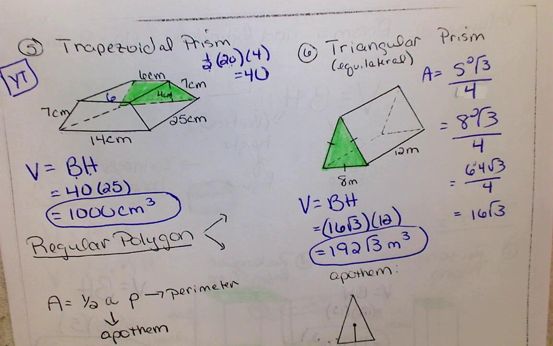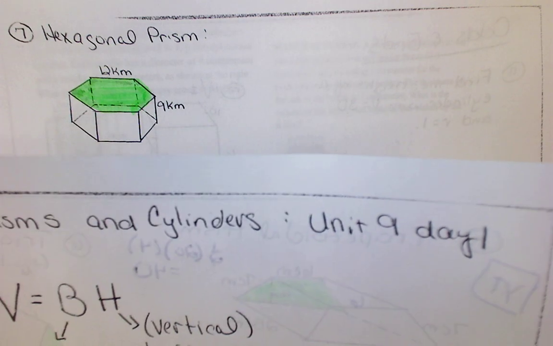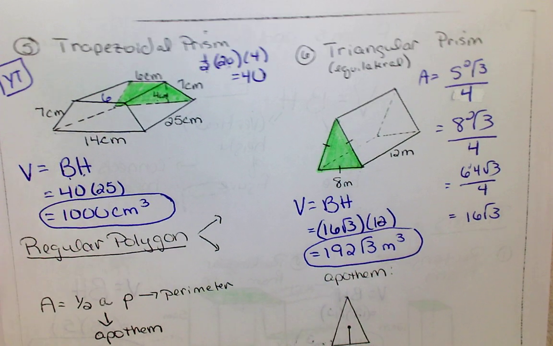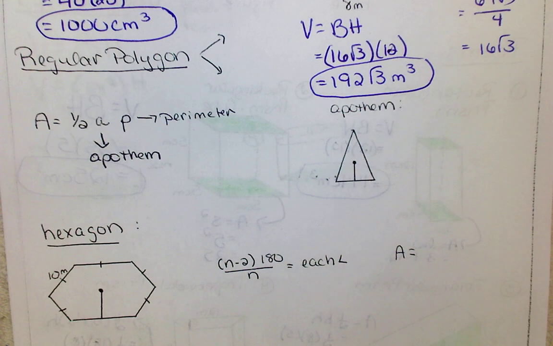All right, so far we've looked at a triangular prism, a trapezoidal prism, a rectangular prism, and a cube. Well, before we can look at our next 2 types of prisms, we need to do a little bit of review about regular polygons. Okay, and there are going to be 2 main regular polygons that we work with, and that's a hexagon and a pentagon.